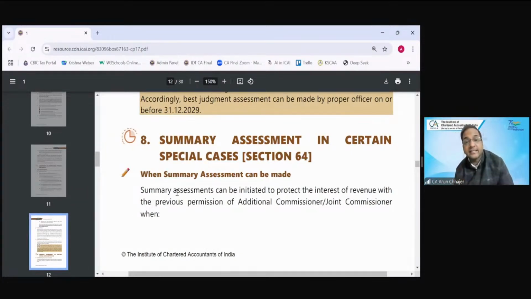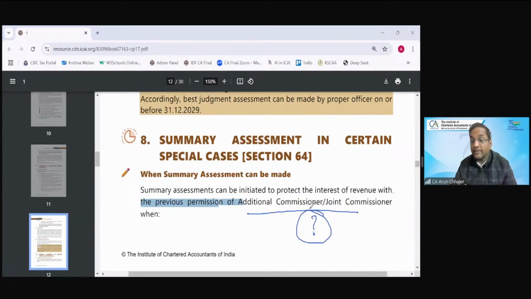In that case, it can be initiated to protect the government's revenue, but prior permission is required from the additional commissioner or joint commissioner. You all tell me, this additional commissioner and joint commissioner we have discussed already at one more place. कहां पे हमने पढ़ा था एडिशनल कमिश्नर या जॉइंट कमिश्नर? We have discussed at one more place additional commissioner or joint commissioner. You tell me where we have discussed.